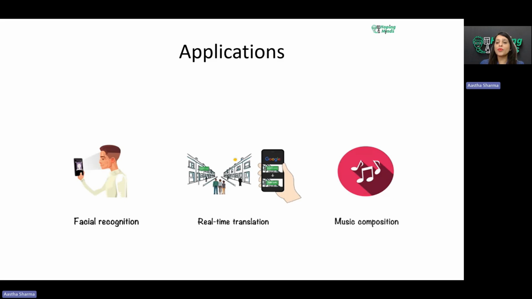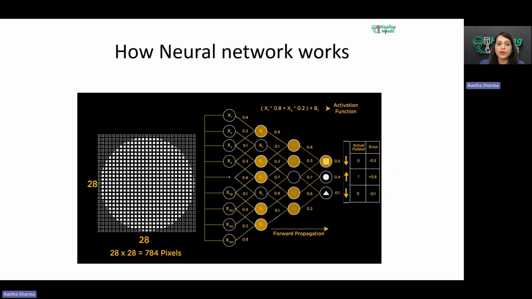Now let me give you an example. Suppose you have provided three shapes to a machine: a triangle, a circle, and a rectangle. You have trained your machine to identify these three shapes. Now for testing, you provide a circle shape to your machine. Let's see how it is going to calculate. This is how a neural network works. This entire segment is filled with pixels, a grid of 28 by 28, and you have shared the input.